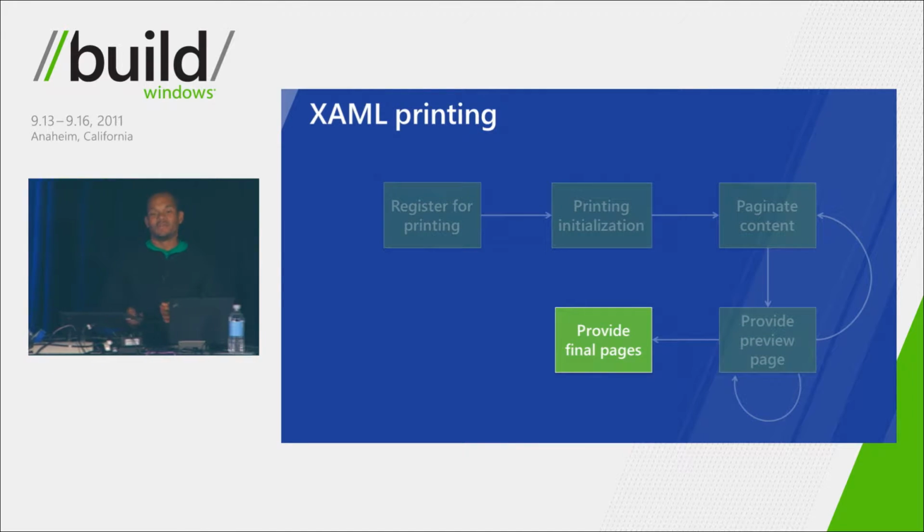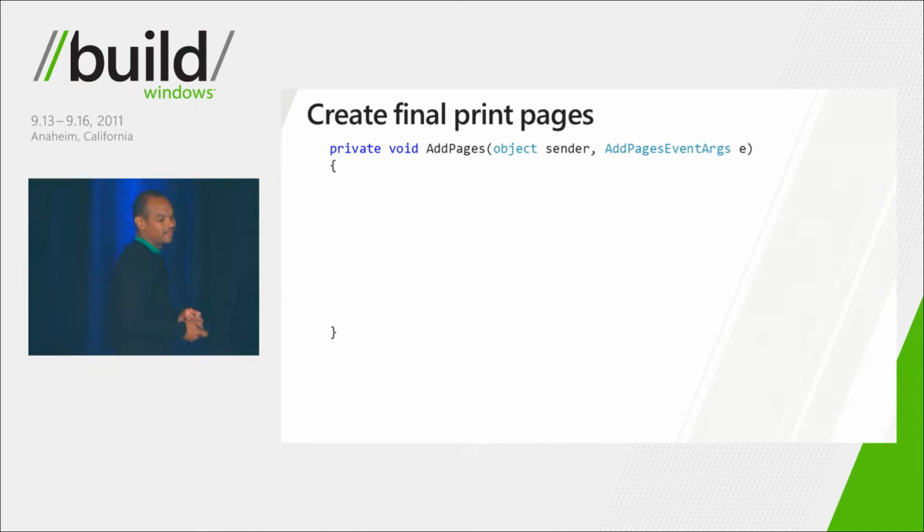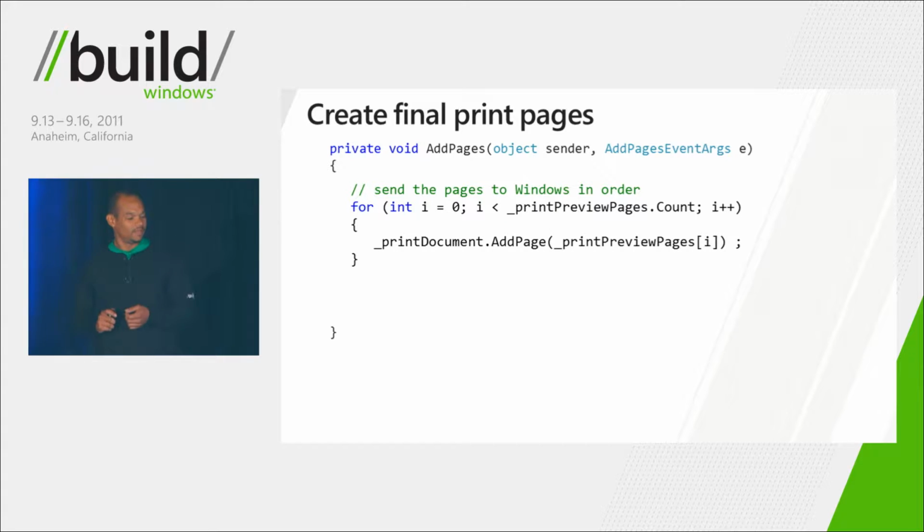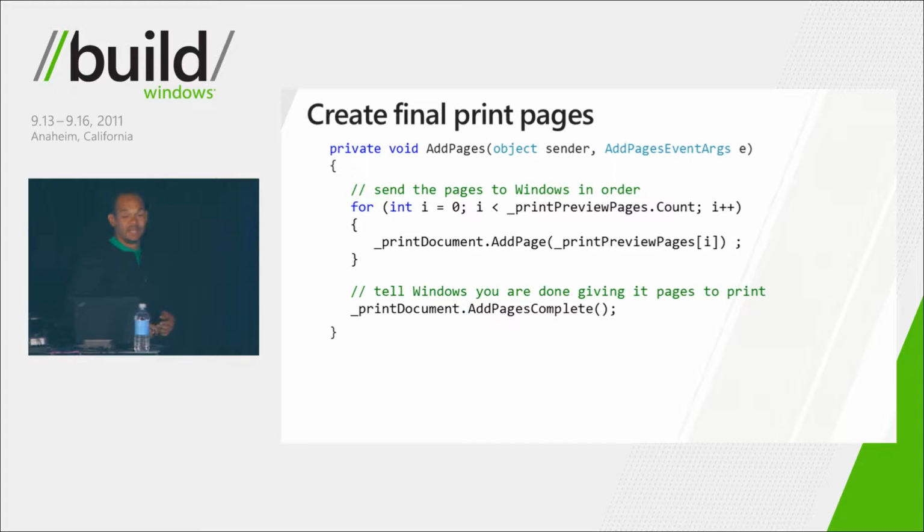The final step, provide preview pages, is pretty much as simple as the last step, where you just give Windows all of your preview pages. There you go. And the one thing to note about this is that you need to add these preview pages in order. So start with your first preview page, and then send all of them to Windows. And finally tell Windows that you're done giving preview pages to them so they can start the print job.